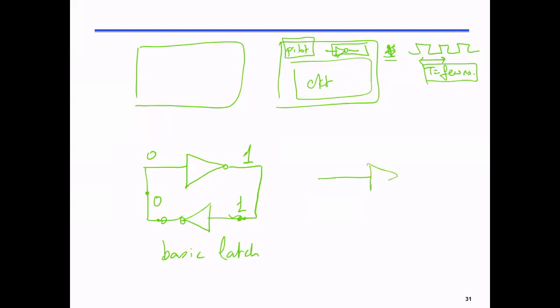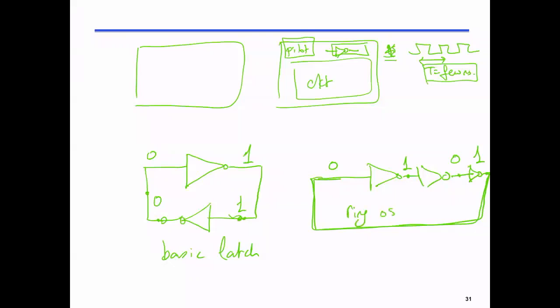Let me ask you about this. If I have now 3 inverters, the 0 here will be here what? 1. And here? 0. And here? 1. It is shorted to a 0. So this is a ring oscillator, and this is going to generate my clock on the chip.